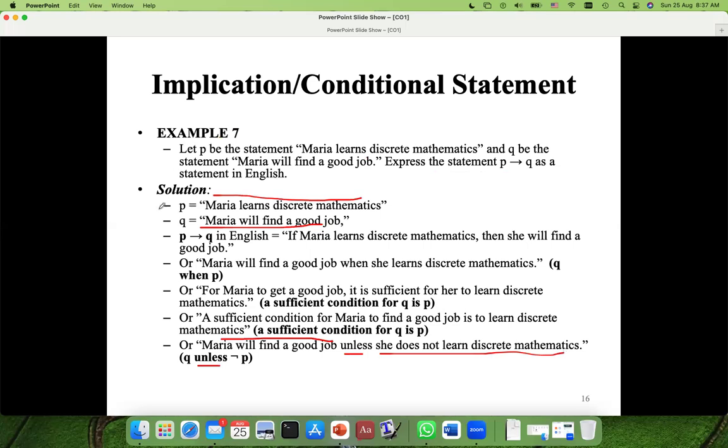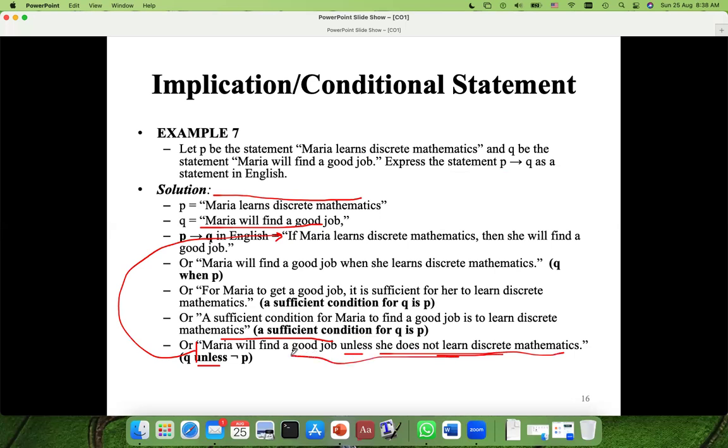For this question, any one option can be the answer. Any one option you can select, and that would be the answer. Yes, the last option. Does it feel like it doesn't make sense? I will find a good job unless she learns. Should be the opposite? No. The meaning of this sentence is the same as the other sentence. It means that if Maria wants a job, she must learn discrete mathematics. This is the meaning of this sentence.